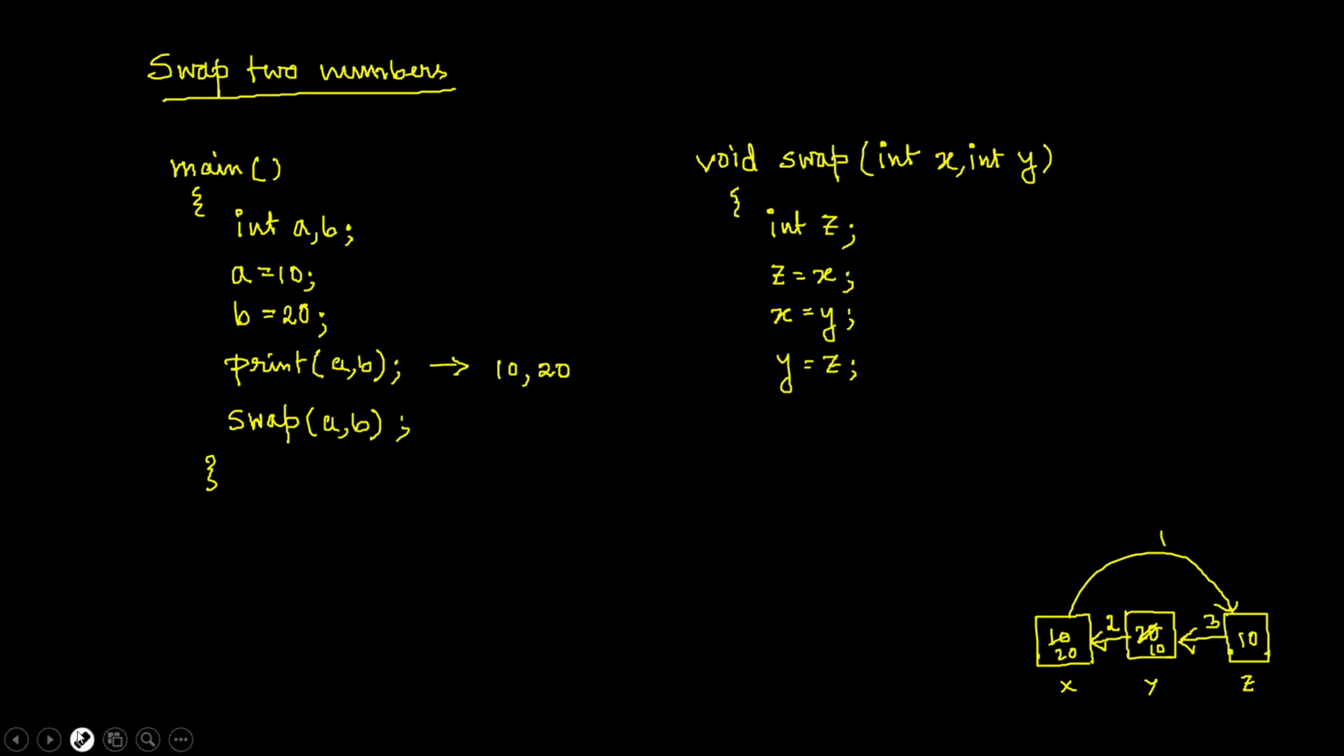Now with these 3 lines of code, after this if I print the values of x and y in order, because x means a and y means b, so printing a and b and printing x and y are in the same order. If I print x and y, what I will see is that it's printing 20 and 10, right? As if the data has been swapped.